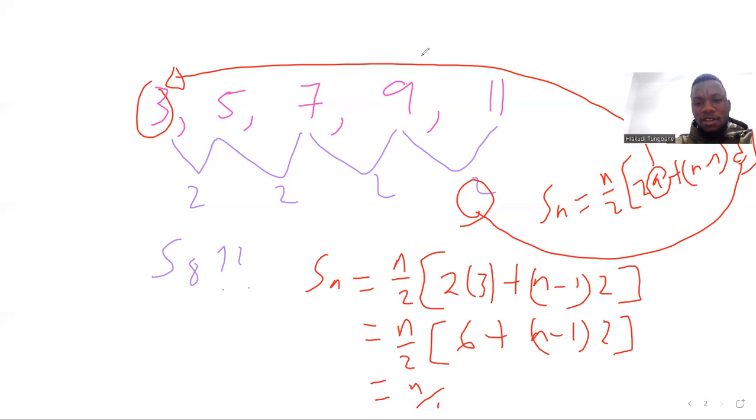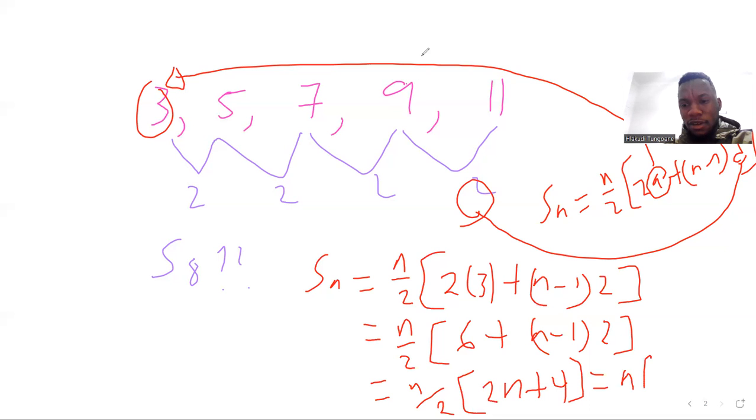I'm just making it into many steps, but yeah, just so that you follow. So essentially here, if you multiply 2 times n, you get 2n, and 2 times minus 1, you get minus 2. Minus 2 plus 6 gives you 4. And then you have 2n plus 4, right? So this simplifies. If you multiply throughout by 1 over 2, then you get n, and then n plus 2, right? So that's your Sn formula.